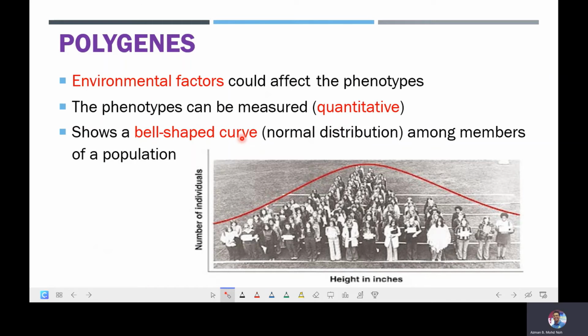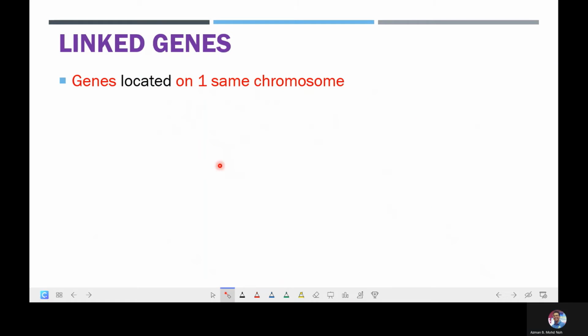And for a population, if we draw a graph, we will get a bell-shaped curve, or a normal distribution, among the members of a population. For example, if we refer to this picture, we can see that there are some tall individuals over here, and some short individuals over here, and in between there are many individuals having intermediate heights.